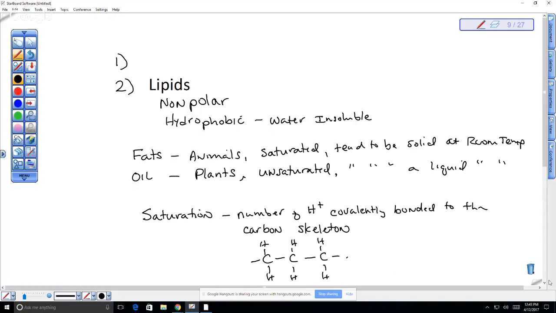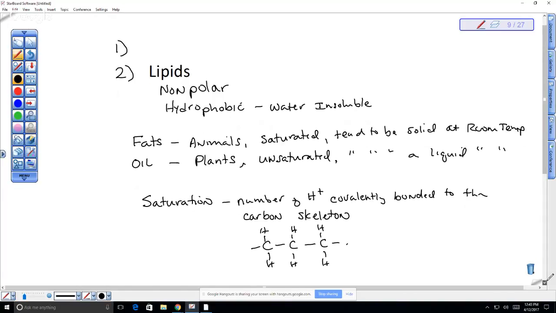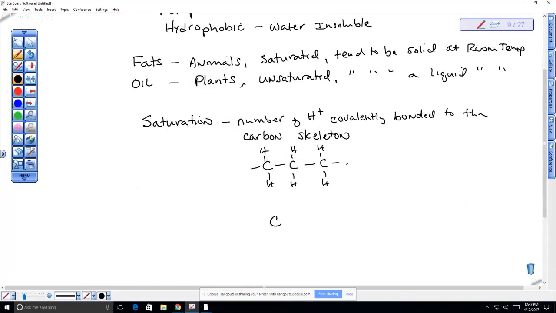Okay, so unsaturated would mean that we have double bonds. So for example, we could put a double bond in there, right? And now this one, if it likes to have 4 bonds, it would have hydrogen here. This one would have hydrogen here and here, here and here, okay? So this means that it is unsaturated because it has a double bond instead of a hydrogen atom covalently bonded to it.